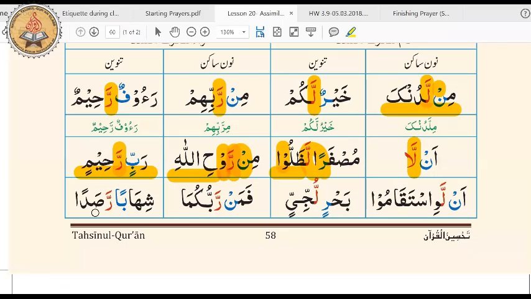Good. Have a go at this last one. Shihabarasadan. Excellent. Well done. That was really, really beautiful. Very good. Jazakallah for your help.